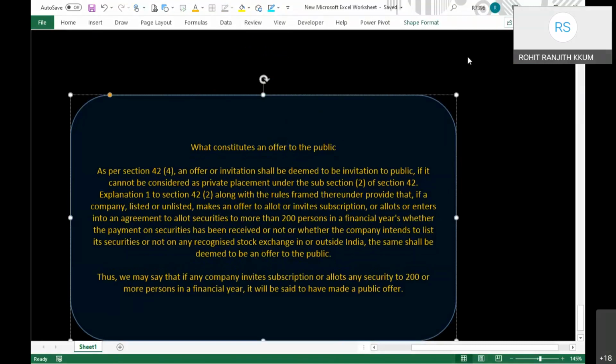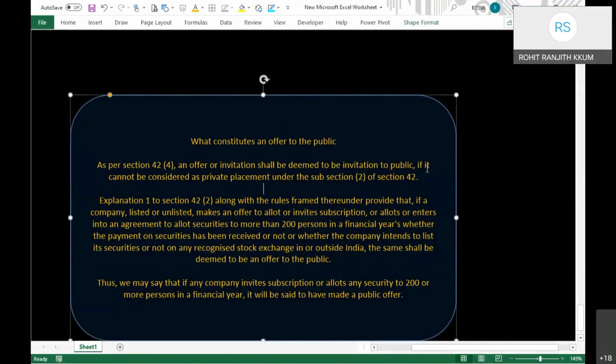So look at this explanation, what it says. As per Section 42 Subsection 4, an offer or invitation shall be deemed to be an invitation to the public if it cannot be considered as a private placement. So if it is not private placement, it can be considered as what? Public offer. Now, look, this Section 42 is based upon a Supreme Court judgment. In 1956, this point was not there. Here it is there. Okay.